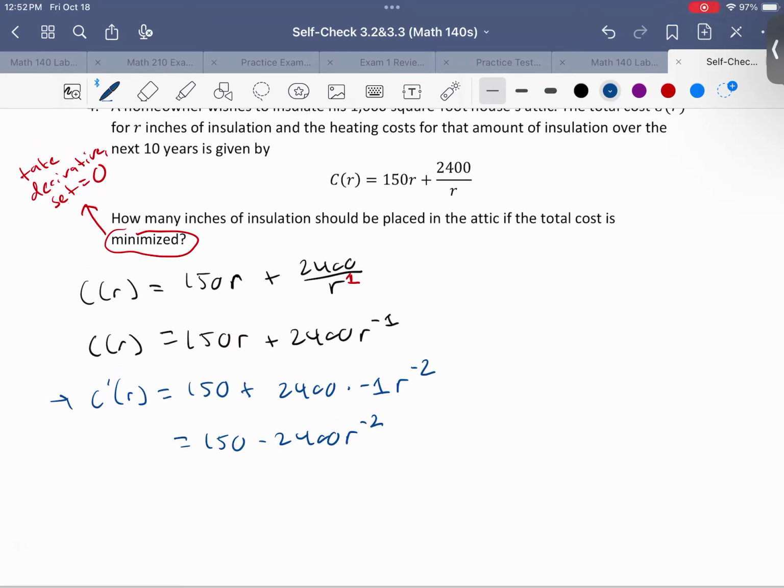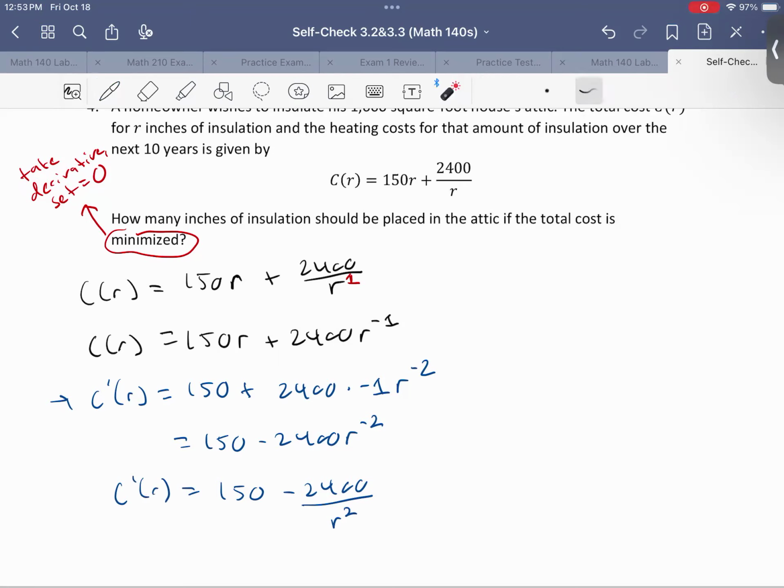Okay, so we have a negative exponent here. Let's go ahead and rewrite it as a positive exponent so that we can have regular algebra with it. So remember, to make it positive now, we can just bring it back down and make it a positive exponent. So what this would become is 150 minus 2,400 over R squared. And that is our derivative.